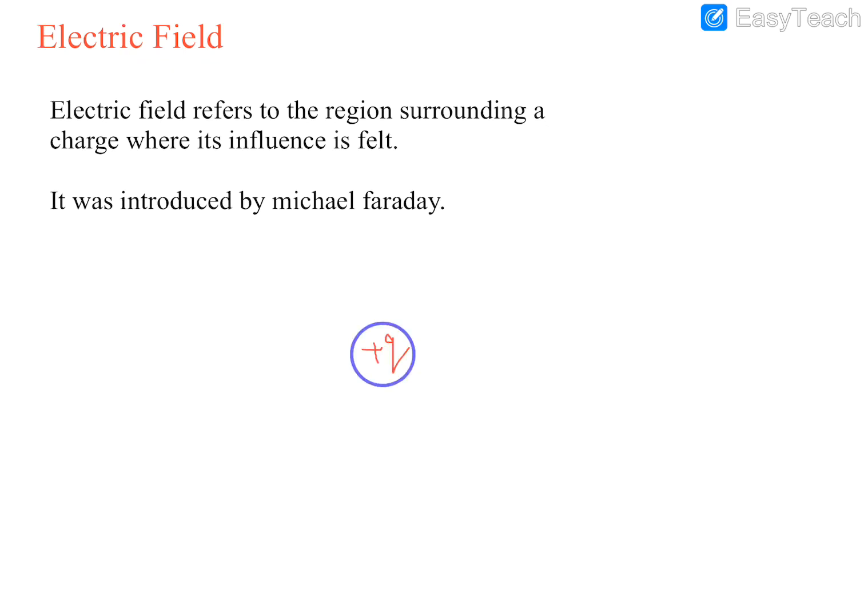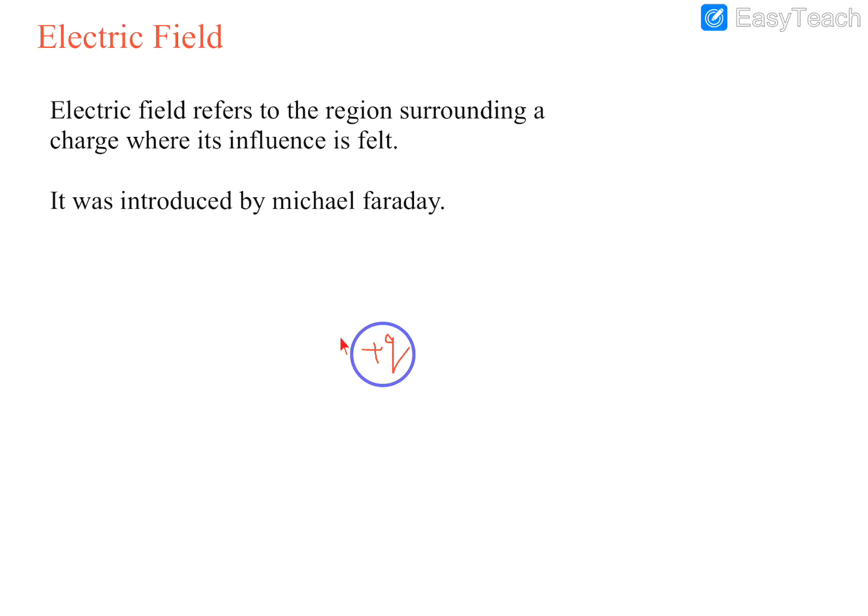For that, consider a positive Q charge. It is a point charge which is placed at some region in space. Now you know that all charges will either attract or repel any other charge which is near to it. So this charge will be able to exert force on any other charge which is near to it. Now your charge is positive Q. We want to define the electric field for this charge.